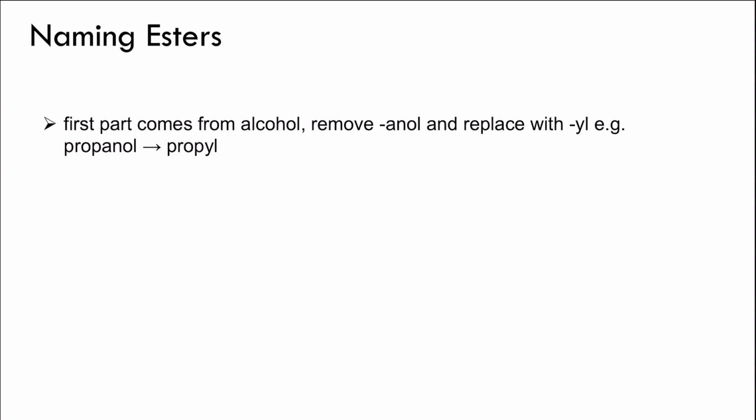So how do we name an ester? Any ester has two parts: the alcohol part and the carboxylic acid part. The first part of the name comes from the alcohol. In the alcohol name, we remove the -anol at the end and replace it with -yl. For example, if you have propanol, the alcohol part of the ester is called propyl, and we say this part first before the part related to the carboxylic acid.